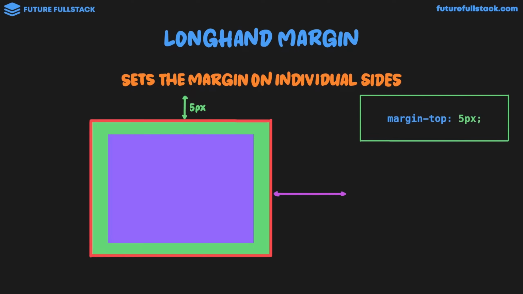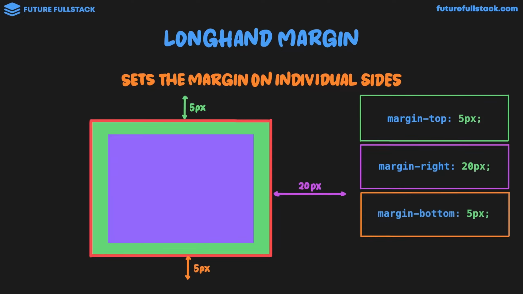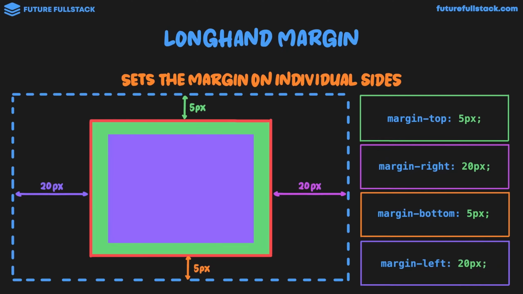On the right, we'll add some margin of 20 pixels. This would be margin-right: 20px. We'll add 5 pixels on the bottom. So this would be margin-bottom: 5px. And we'll add 20 pixels of margin on the left. And this would be margin-left: 20px. Adding each of these margin values creates a kind of force field around the element. So other elements would be positioned around this force field.